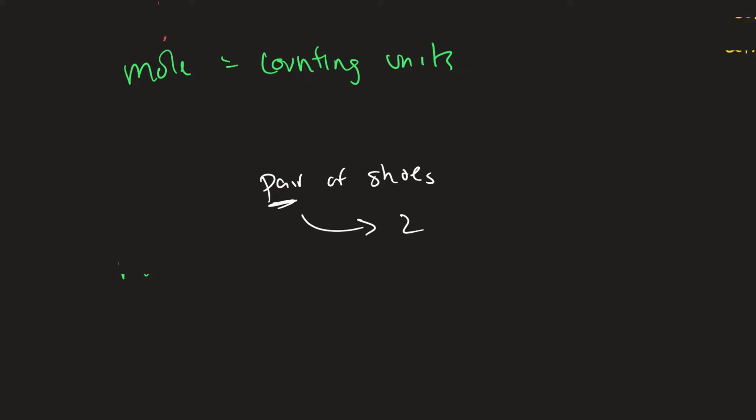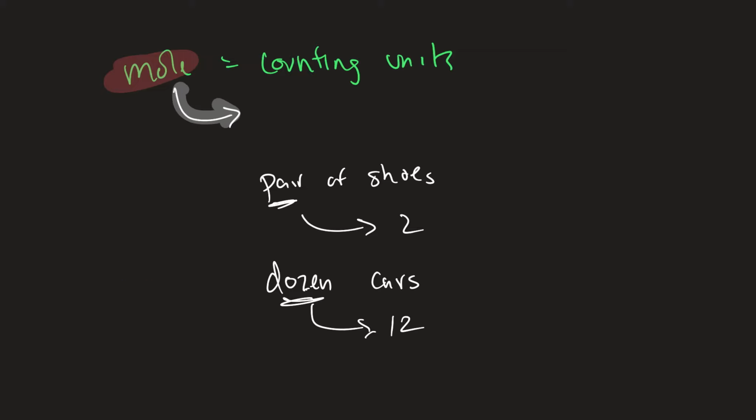If I have a dozen cars, then we know that the word dozen simply means 12. If we look at the trio, we know the word trio means 3. And so anytime you see the word mole, it represents 1 number, and that number specifically is 6.022 times 10 to the 23rd of whatever we're talking about.